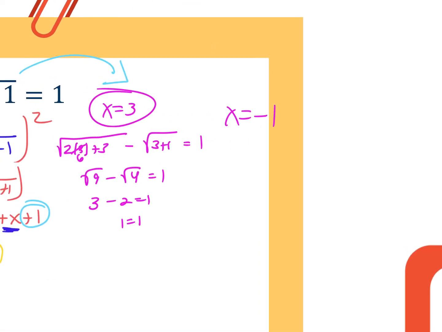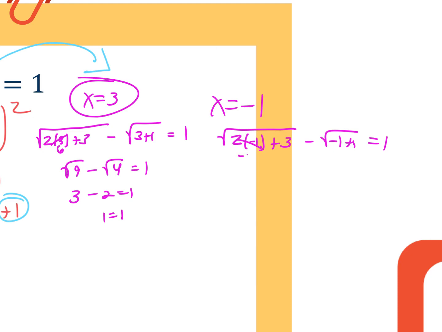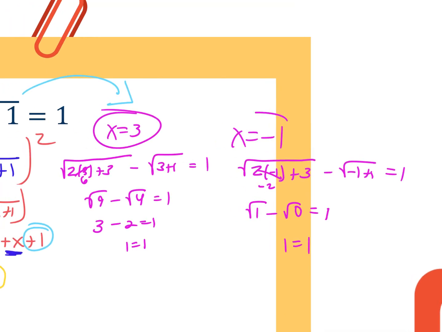All right, same thing. I have 2 times -1 plus 3, minus the square root of -1 plus 1. Does it equal 1? 2 times -1 is -2, plus 3 is 1. Minus, what's -1 plus 1? 0. What's the square root of 0? What's the square root of 1? So 1 minus 0 equals 1. 1 equals 1. So then this one works too.